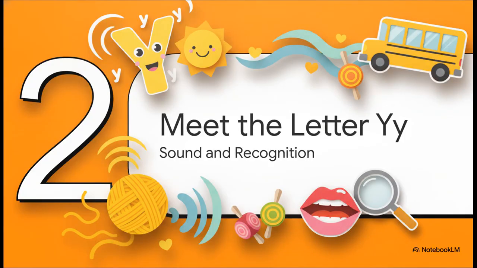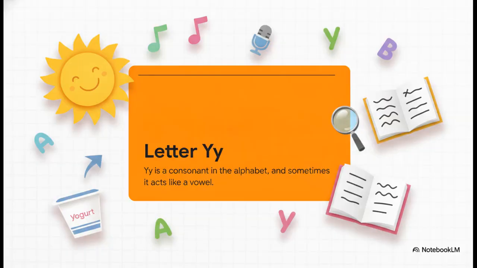Moving right along to section 2, meeting the letter Y. Now, what's really interesting here is the clear, isolated phonetic rule we get to present. We introduce the letter Y by establishing its dual identity. It's a consonant in the alphabet, but as educators, we know we also have to plant the seed that sometimes it acts like a vowel. This is such a foundational grammatical concept, and stating it plainly really helps demystify the alphabet for early readers.